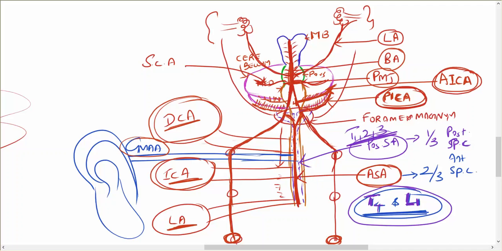That is a very lengthy branch. Okay, then above the midbrain, just above the midbrain, they give another two major branches that go posteriorly.